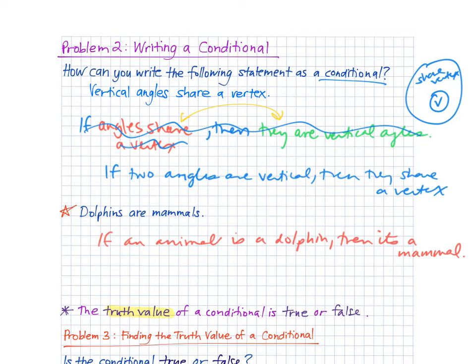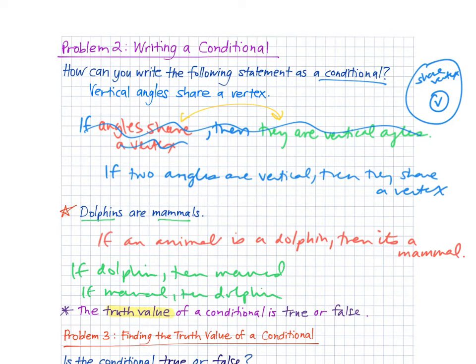Okay, so this one is, if an animal is a dolphin, then it's a mammal. So I know what this just says, dolphins are mammals, right? The way to approach this, we have two different things, dolphins and mammals. So it's either going to be if dolphin, then mammal, or if mammal, then dolphin, right?